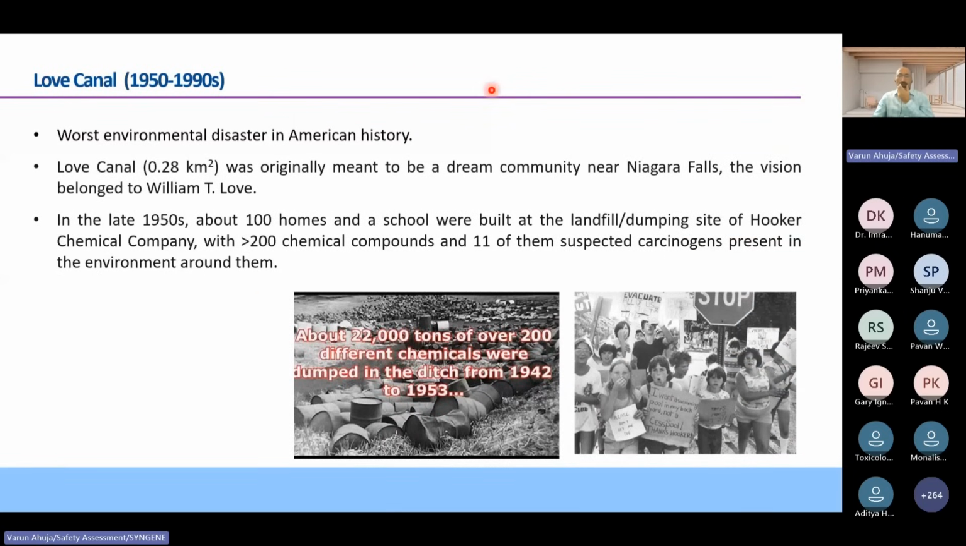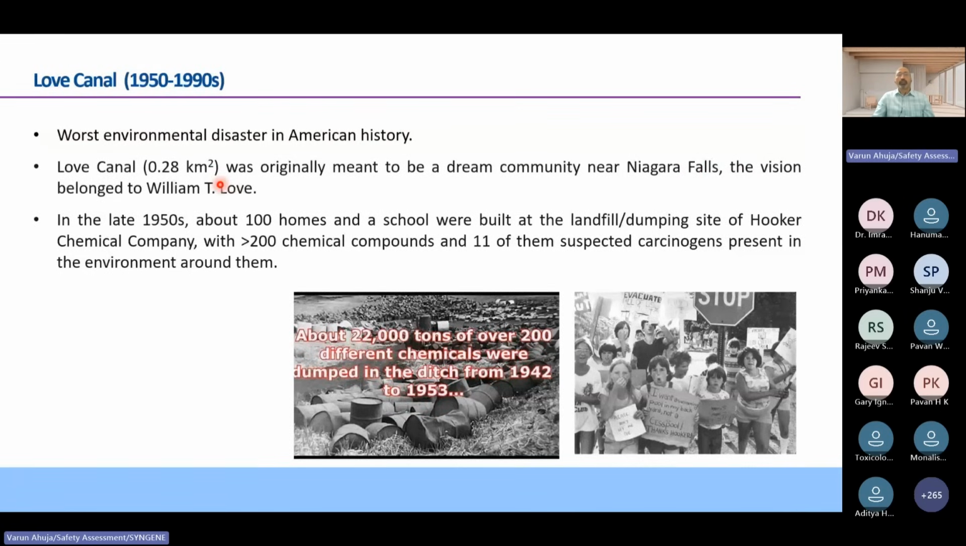Then, this was all pharmaceuticals. Now coming on to environmental pollutants. Love Canal, I hope many of you would have heard of this. Love Canal happened around the 1950s till the 1990s. This was one of the worst environmental disasters in American history. Love Canal was an area of about 0.28 square kilometers, which was originally meant to be a dream community near Niagara Falls.